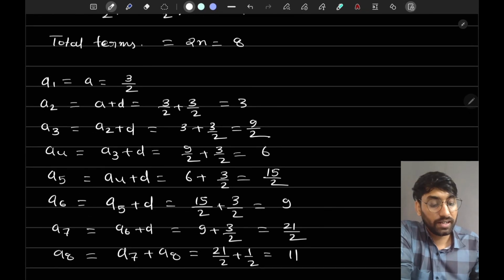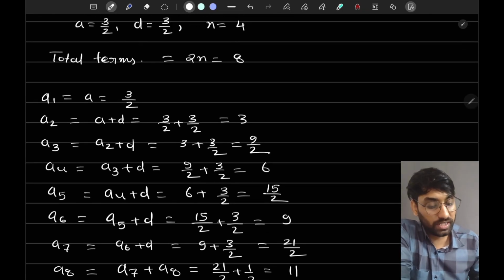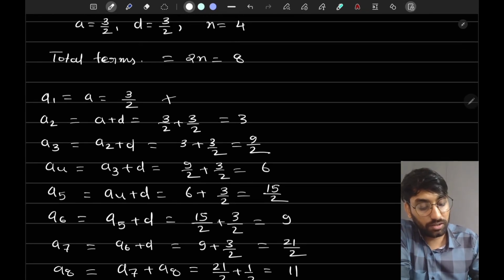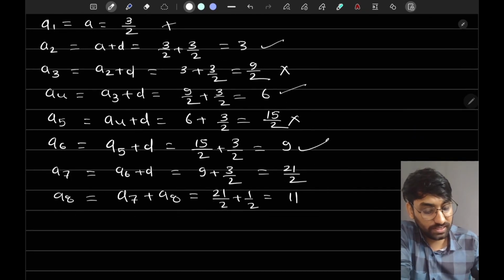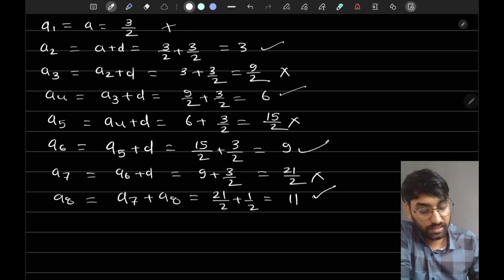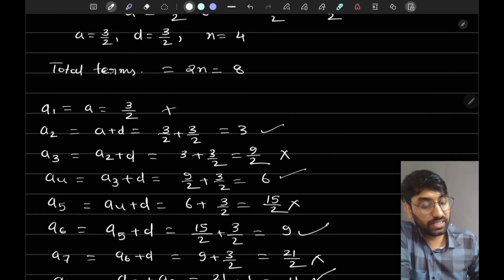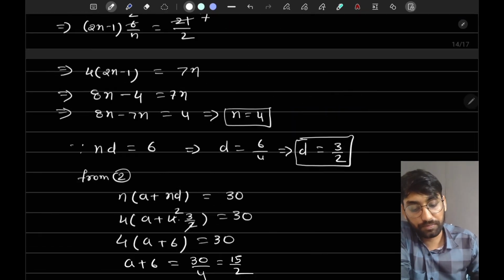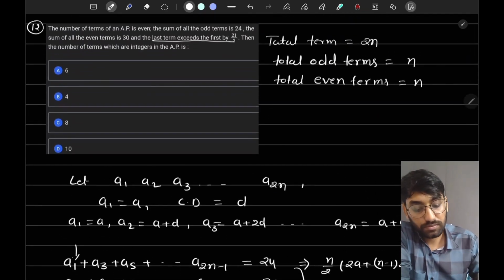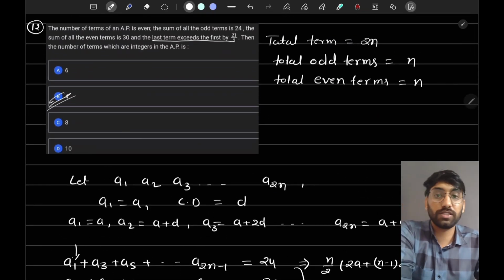So that will become 11. Now what they are asking, how many integer terms are there? So what are integers? a1 not integer, a2 yes, a3 not integer, a4 yes, a5 not, a6 yes, a7 not, and a8 yes. So total number of integer terms will be what? Equal to 4. So the answer will be 4, Option B.